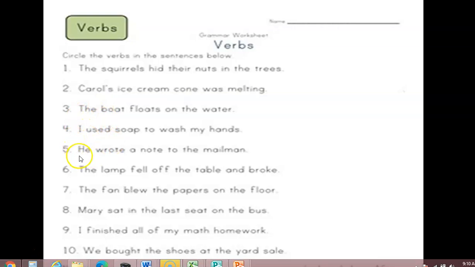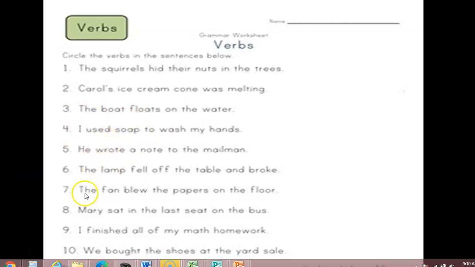Number 5. He wrote a note to the mailman. Who or what did something? Is it the mailman? Is it the note? Is it he? I think you correctly deciphered it's he. He's the one doing something. Now, what did he do? In one word, he wrote. He wrote. That's the verb. You could say, wrote a note to the mailman. That's the entire predicate, right? But wrote is the one-word verb. That's what we're focusing on.